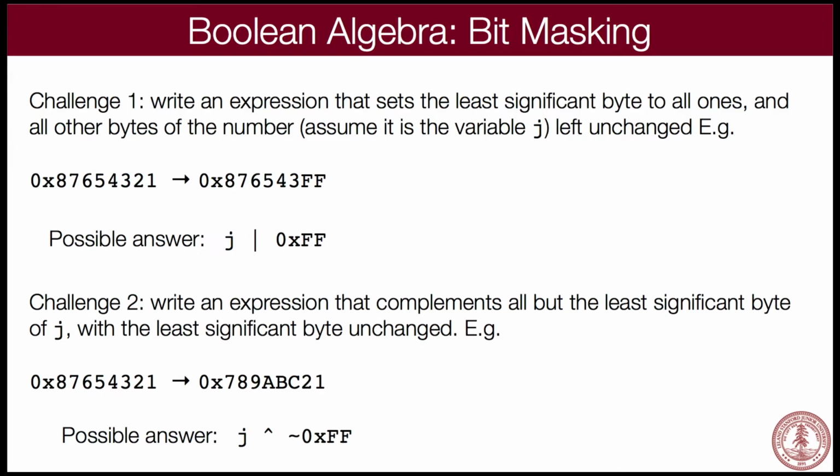J exclusive ORed with the complement of 0xff. What is that all about? This one takes a while to process, right? If we have a number 00ff, using just 4 hex digits right now, and we take the complement of that, all these ones become what? Zeros. And the same thing for the rest, all the zeros become 1. So that's the complement of that number.